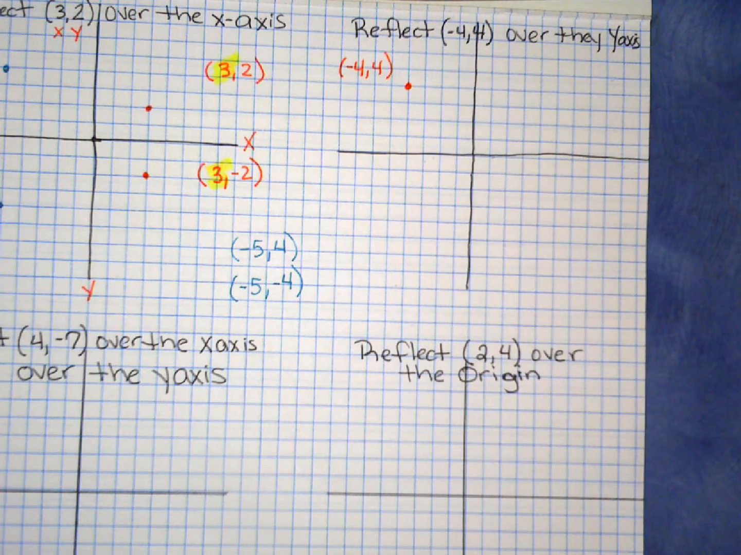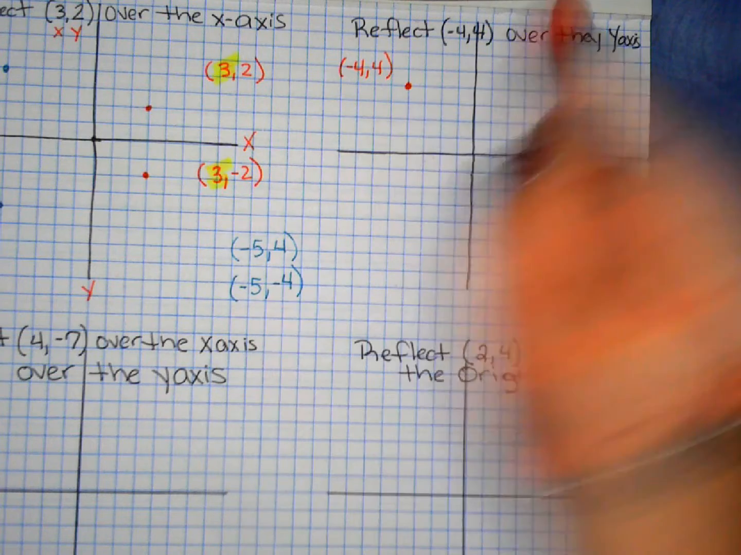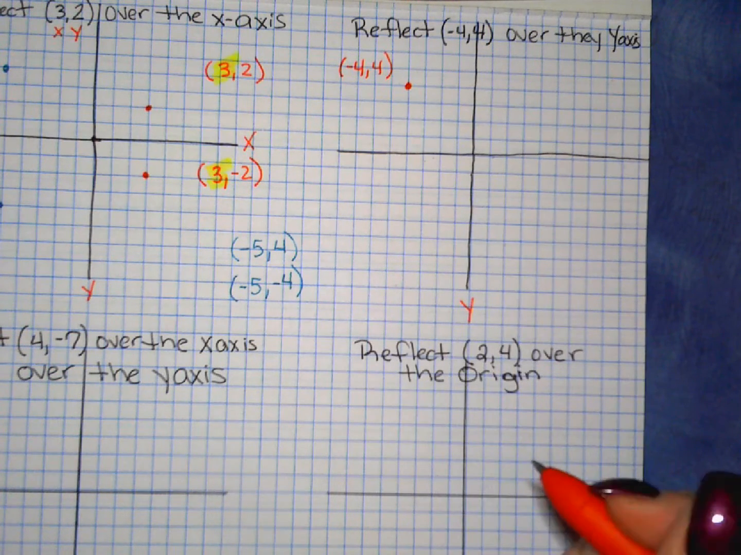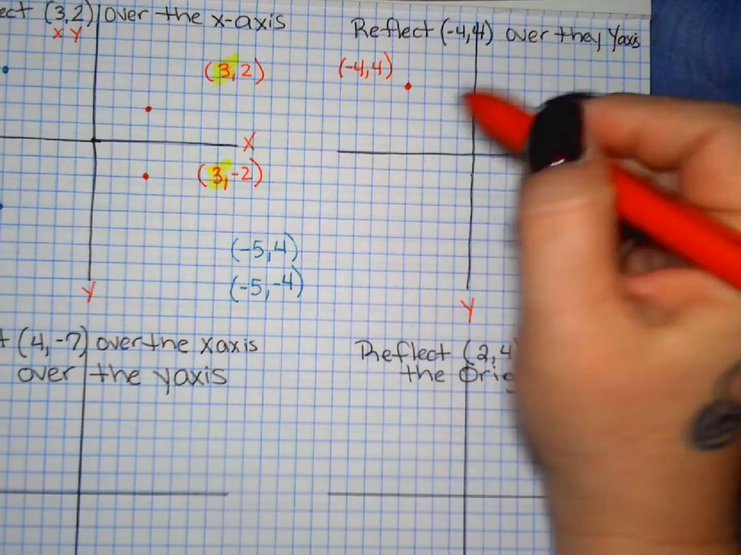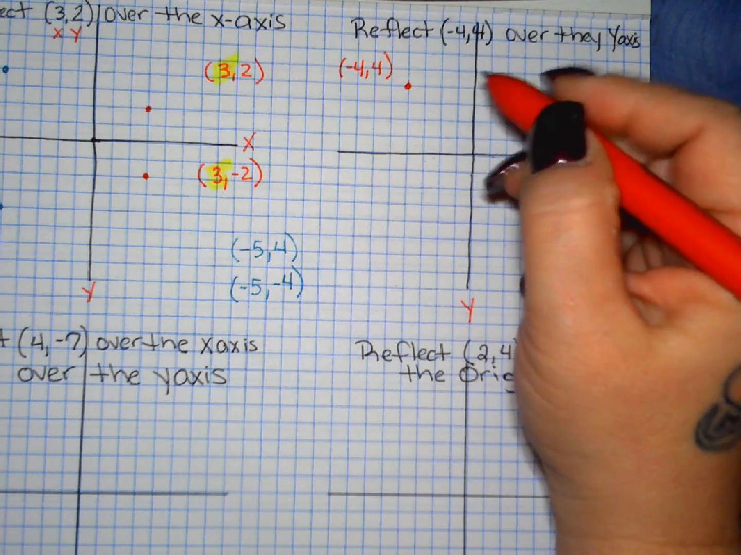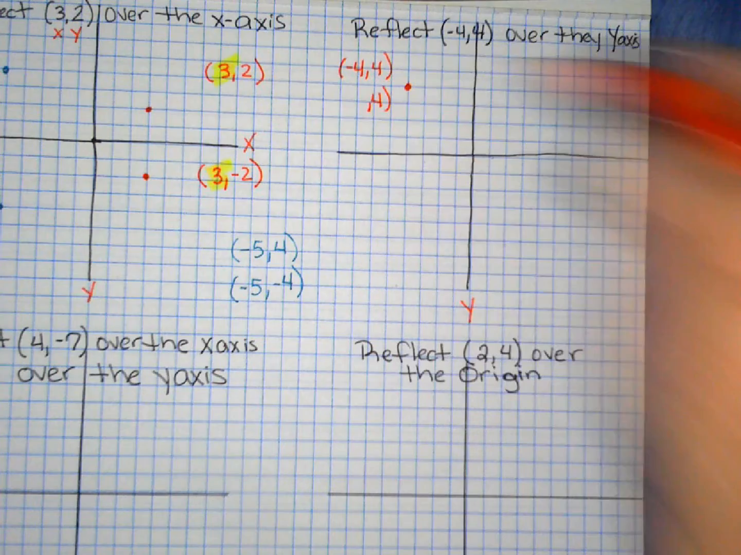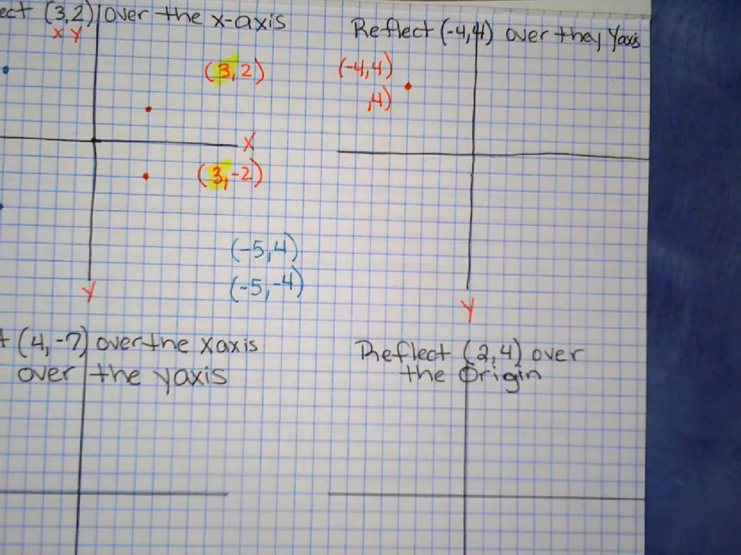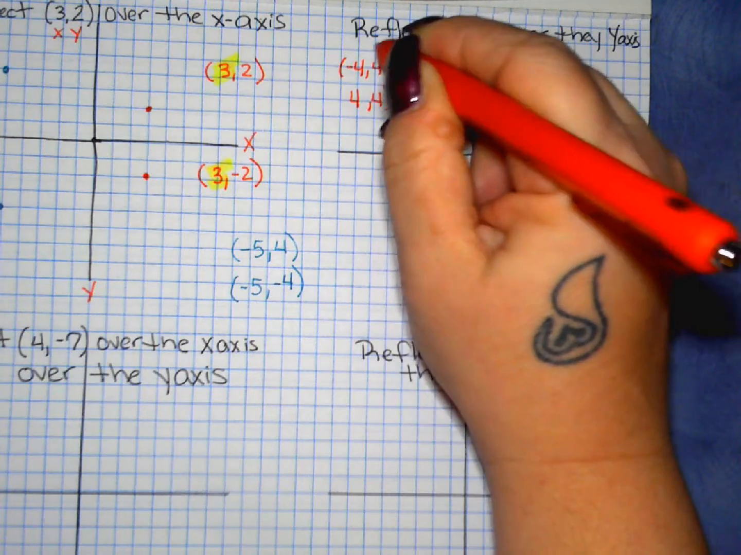And since we're crossing over the y-axis, that means we're going to cross over this axis. Remember, this is the y. Okay? Since we're crossing over the y-axis, I know that this time my y's are going to stay the same. So I could automatically go ahead and write my 4. And it's going to be my x that changes. So my x is going to be 4 because it changes to the opposite integer.